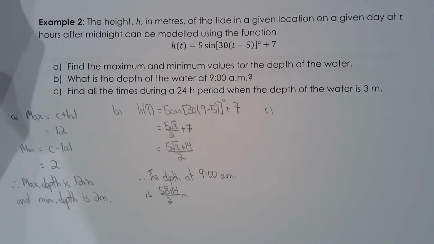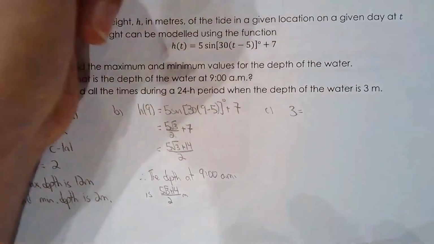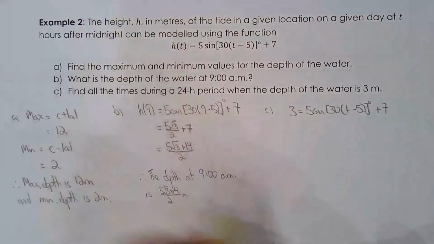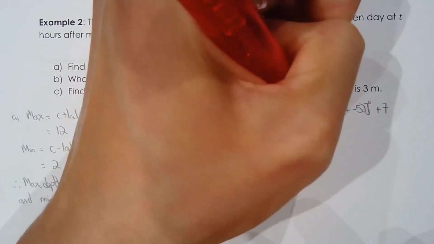So let h of t equal 3. So we have 5 sine of 30 times (t minus 5), plus 7. Okay, so we're going to subtract both sides by 7, and I'm going to take it very slow here, and divide both sides by 5. Okay, now here's a critical moment. You take the inverse sine of negative 4 over 5.